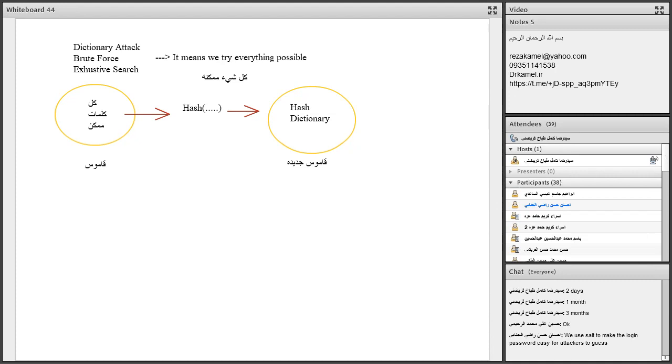We use salt, Ehsan, not to make the login password easy for the attackers to guess. We make it harder for the attacker to guess.